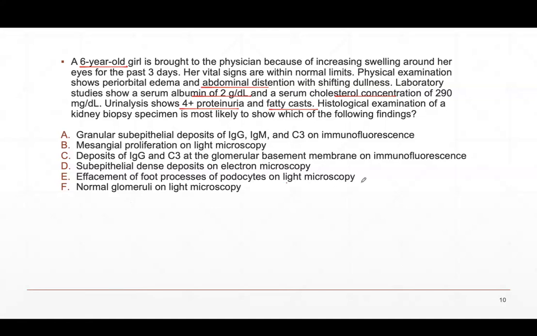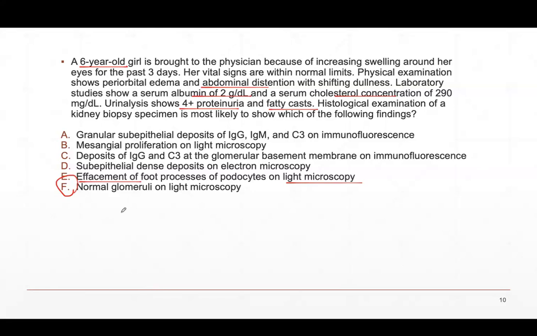Exactly, light microscopy. So light microscopy, first of all, this might be recorded, so let's say it out loud. She has minimal change disease, as you said. Minimal change disease looks perfectly normal on light microscopy, but it looks abnormal on electron microscopy. This is when, as you said, there would be effacement of the foot processes of the podocytes. Yes, so F. So on light microscopy, it's normal, but if we do electron microscopy, it's abnormal.